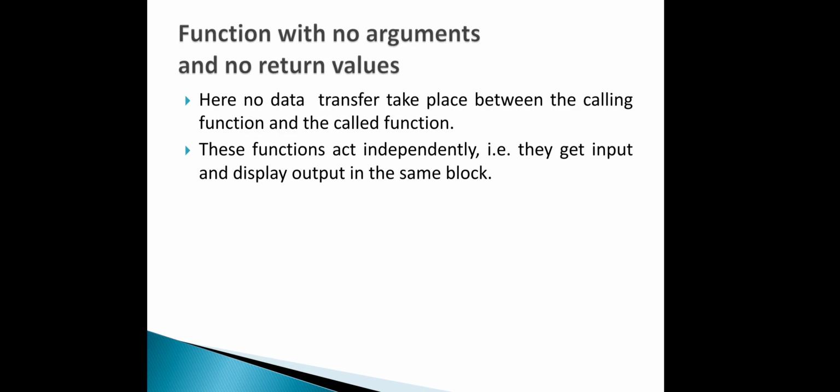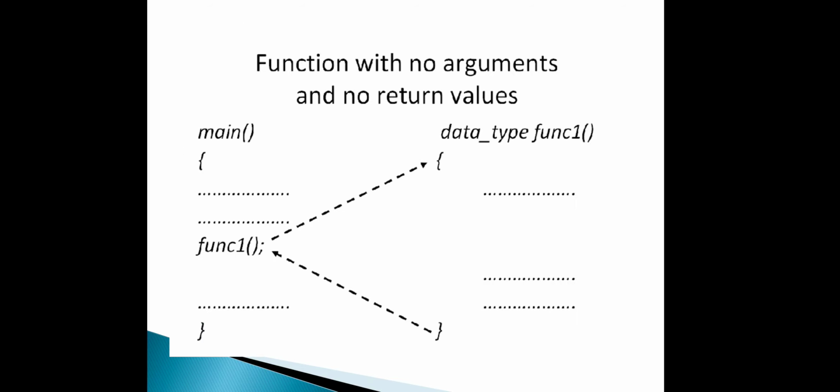The first category is function with no arguments and no return values. Here no data transfer takes place between the calling function and the called function. So the functions act independently, that is, they get input and display output in the same block, right? This is the syntax for function with no arguments and no return values.